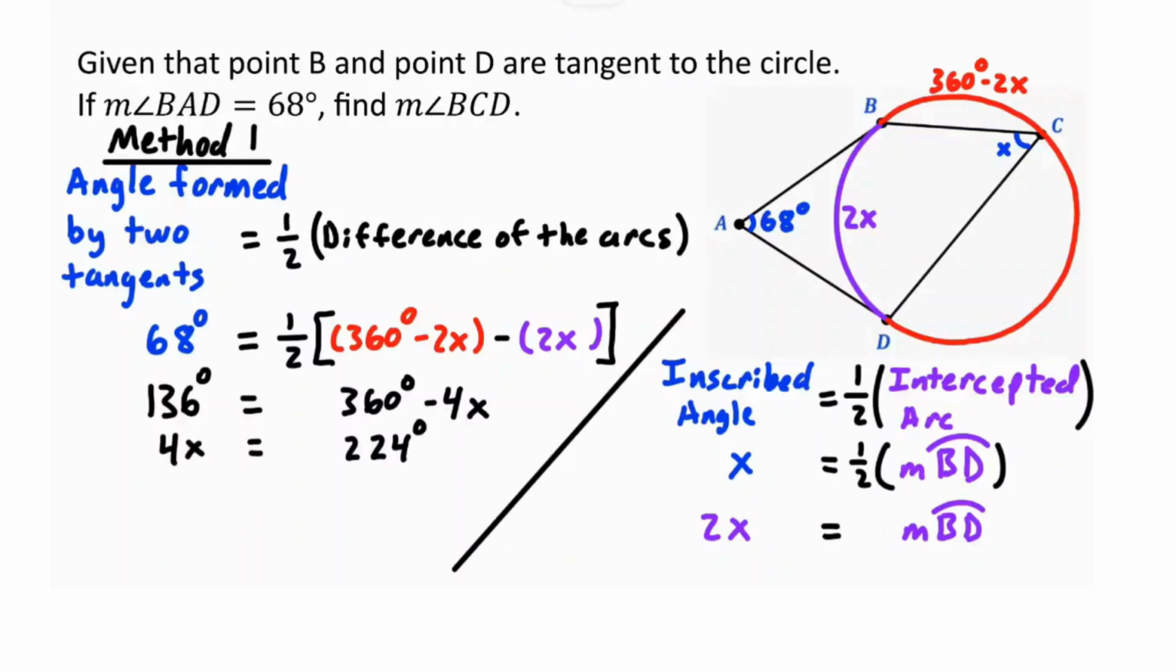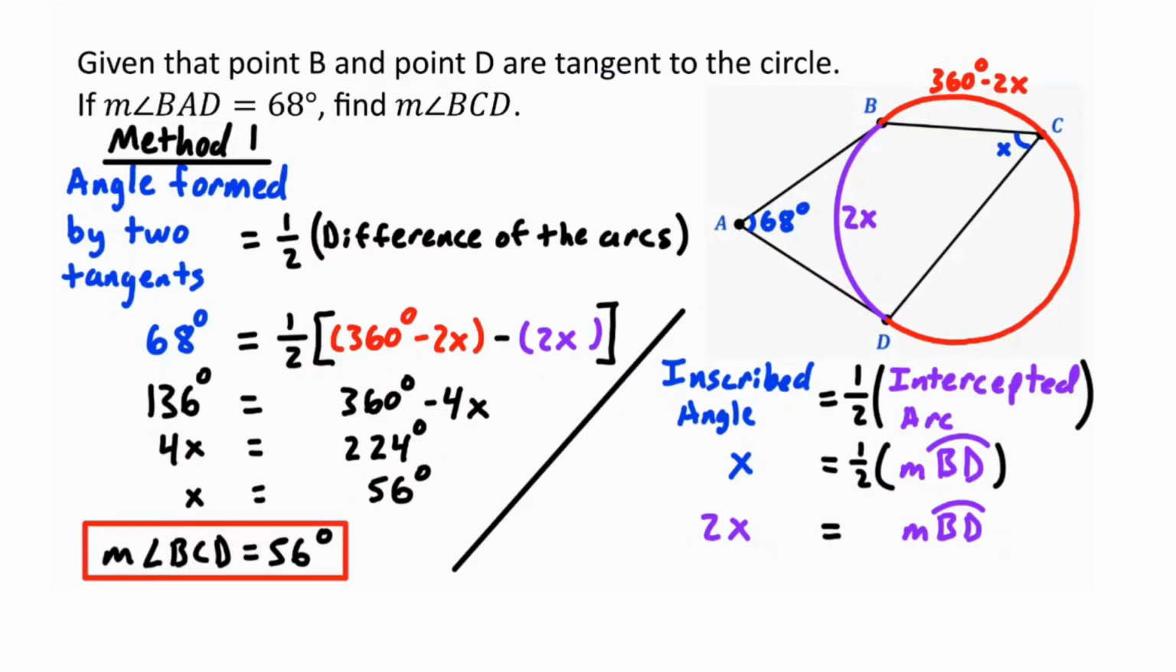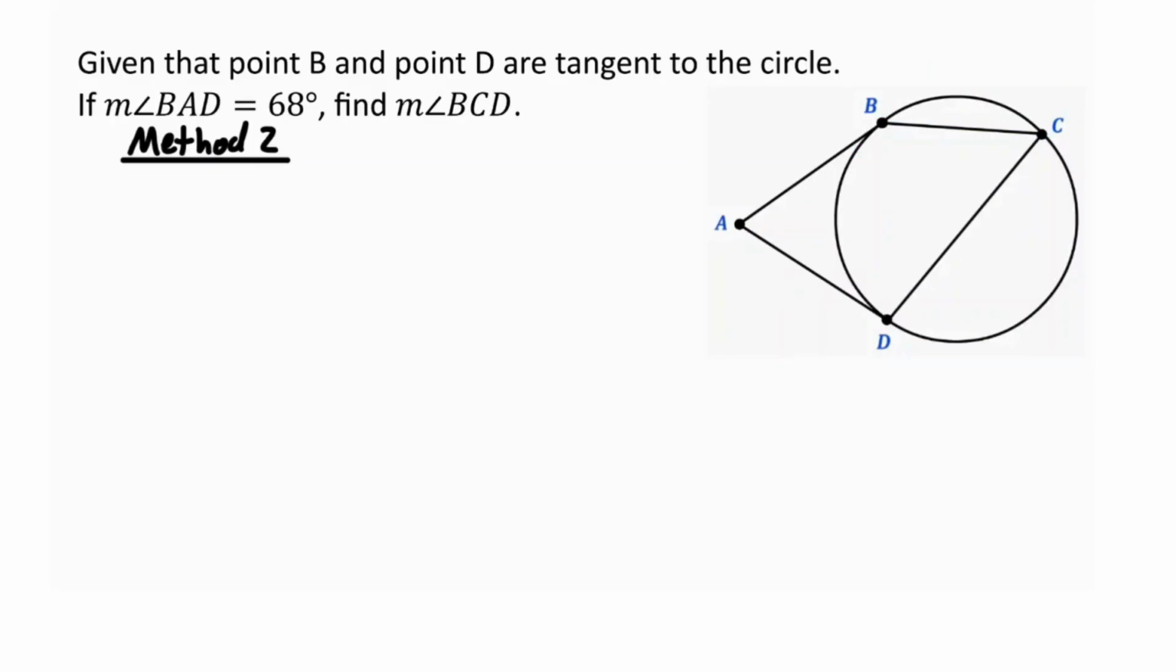Add 4x to both sides, and subtract 136 degrees on both sides. We get 4x equals 224 degrees. Then divide both sides by 4 to get x to be 56 degrees. Therefore, we found the measure of angle BCD to be 56 degrees. This is method 1. For our second method, we know that the measure of angle BAD is 68 degrees.